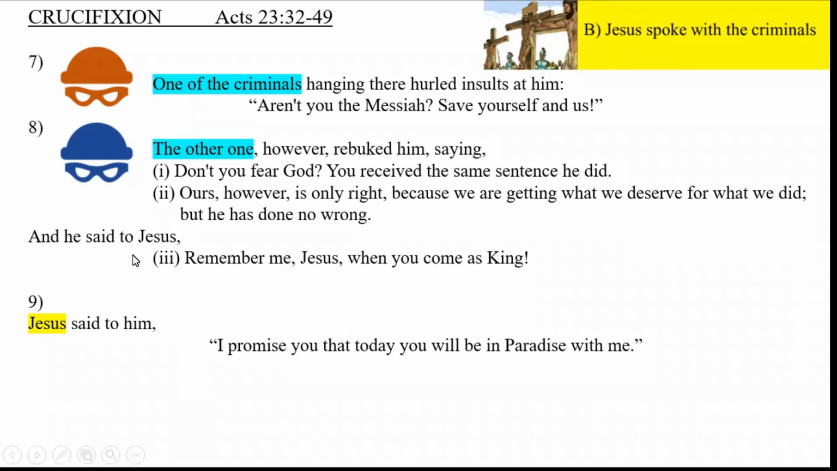And number 3, he spoke to Jesus, "Remember me, Jesus, when you come as king." And that's when Jesus replied, "I promise you that today you will be with me in paradise." So 3 things here, the conversation.